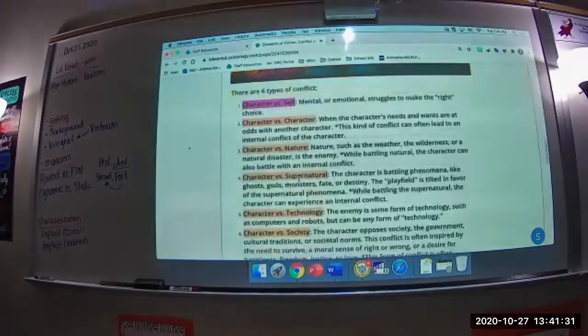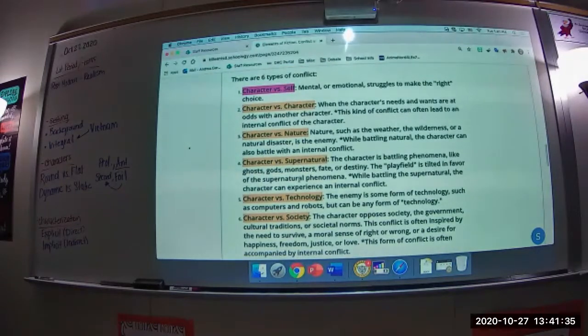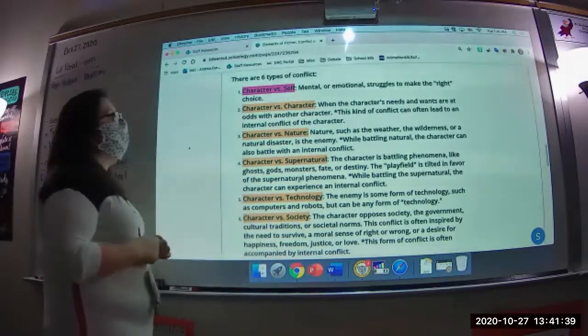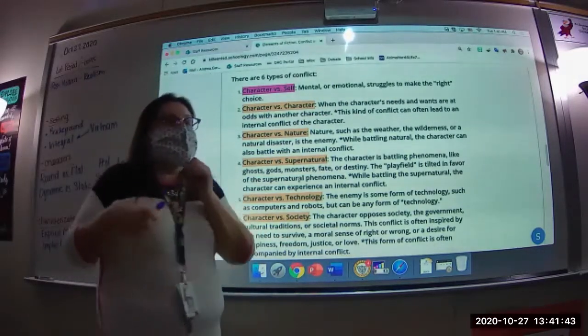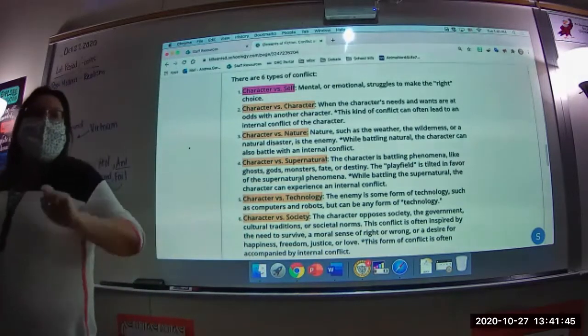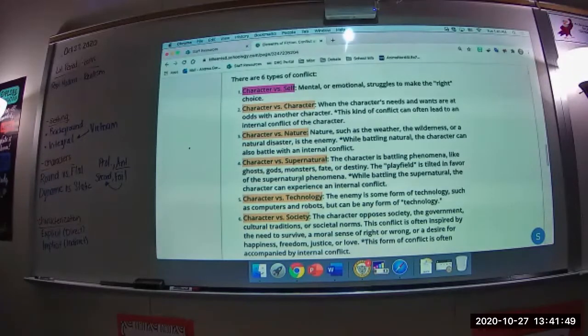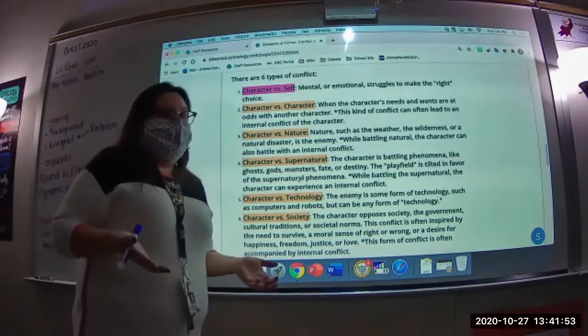Those conflicts are also broken down further. There's six types of conflict. We have character versus self, which is mental or emotional struggles to make the right choice. I put right in quotations because it's not necessarily what you deem is right, it's what's right to that particular character. Okay? So for example, if you look at Thanos, right?